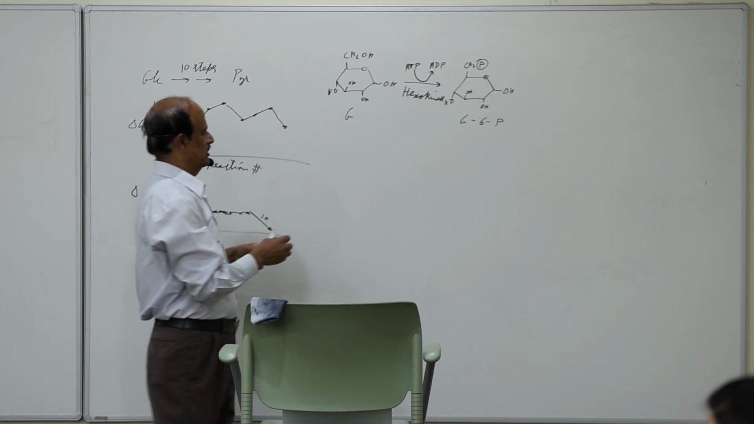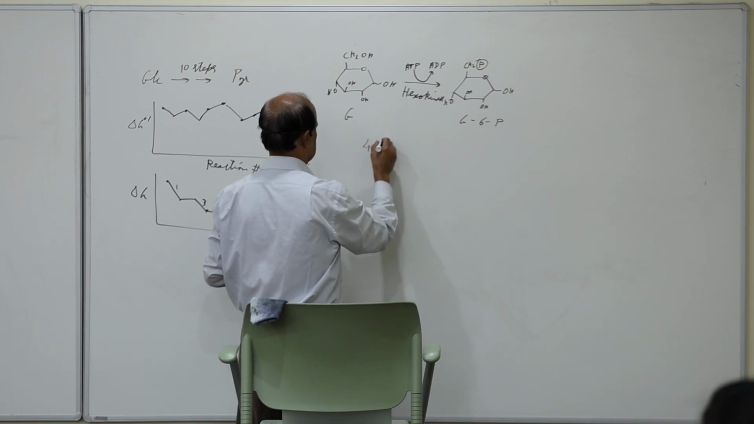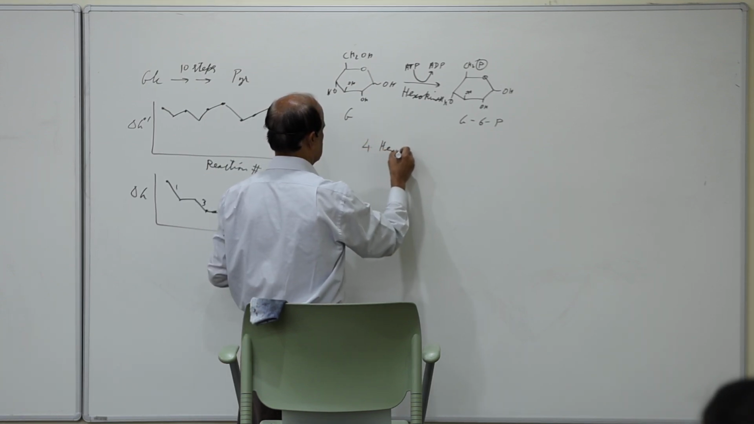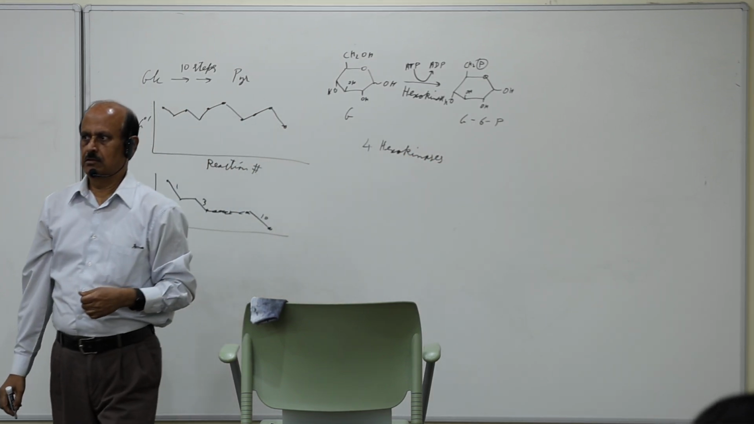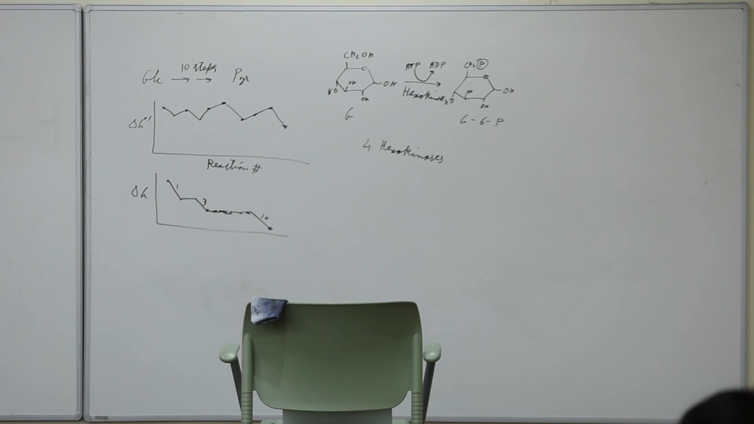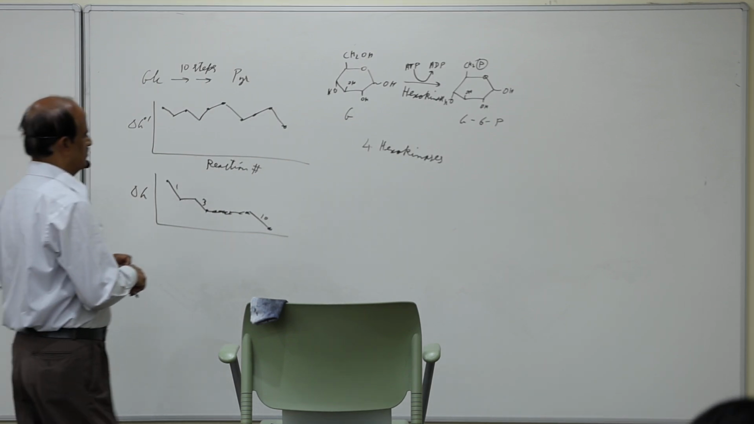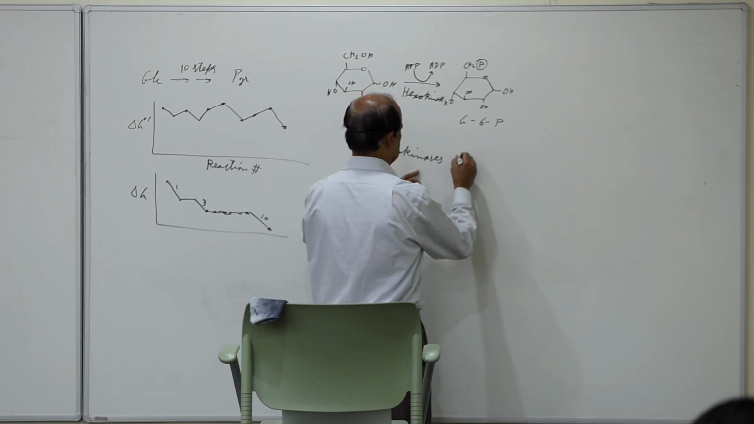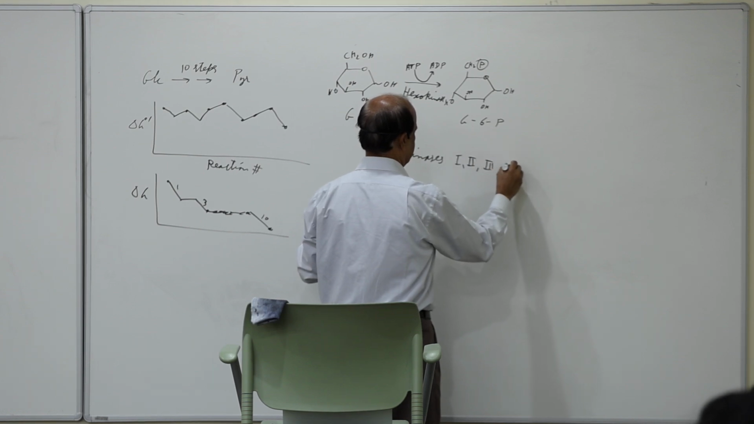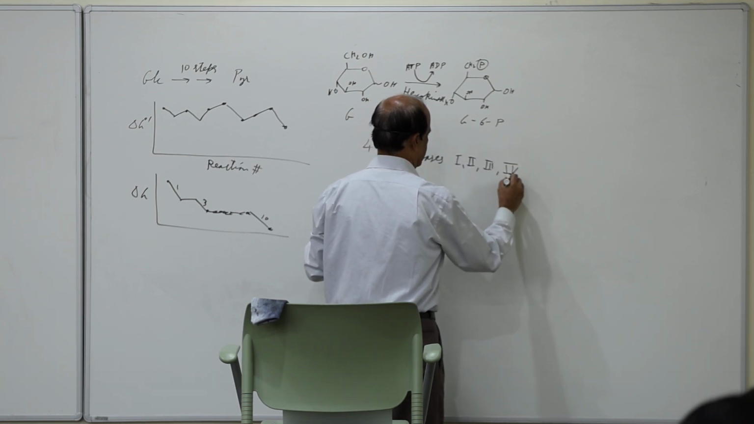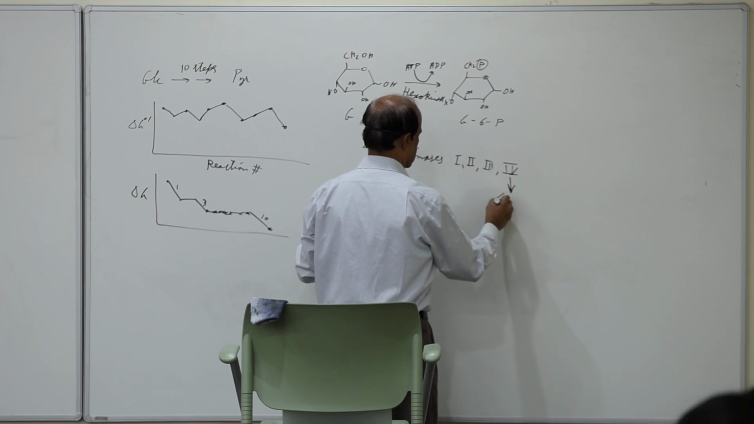So hexokinase, there are 4 enzymes. And if there are 4 enzymes, what will they be named? 1, 2, 3, and 4. So these are called hexokinase 1, hexokinase 2, hexokinase 3, and hexokinase 4. The number 4 is also called a glucokinase.